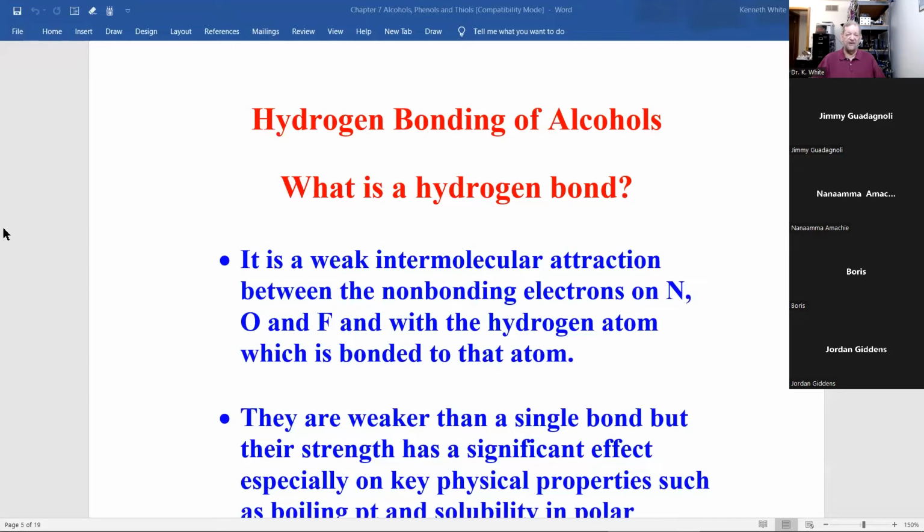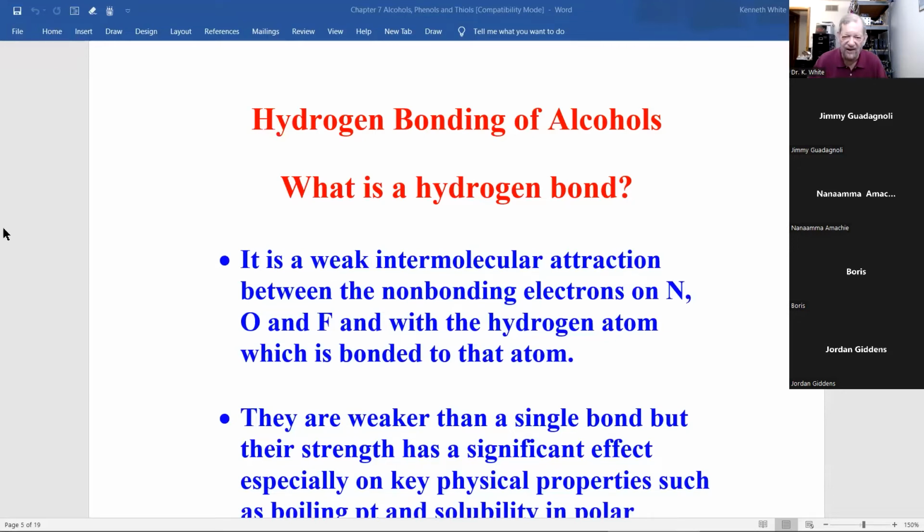Now, alcohols can hydrogen bond. Well, what's a hydrogen bond, in case you forgot? It's a weak intermolecular. Intermolecular means, hold on. Keep on, today is forget-to-share-screen-button day. All right, now you can see it.